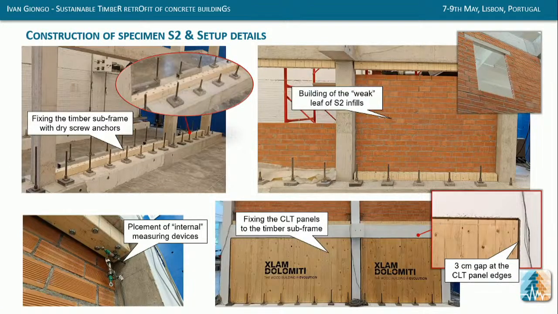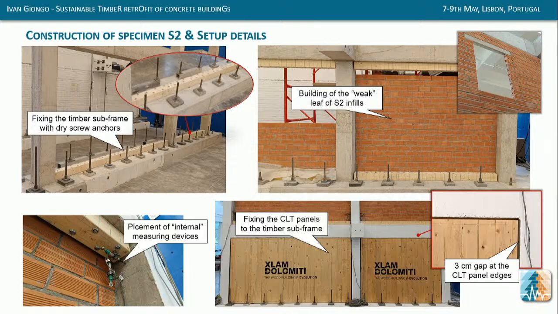Here instead you see some pictures of the retrofit and the retrofitted specimen. As you can see here, there's the fixing of the subframe to the concrete frame with screw anchors. And then there was the building of the weak leaf. Of course, ideally you have that in place and then you install that, but this happened for logistical reasons and also for workforce scheduling. And also it's easier to be done. That's something that we cannot hide.